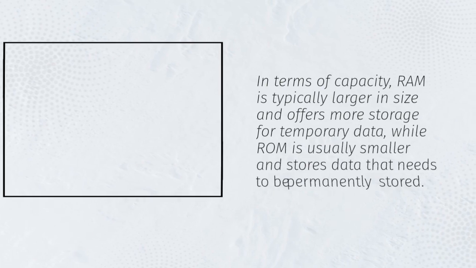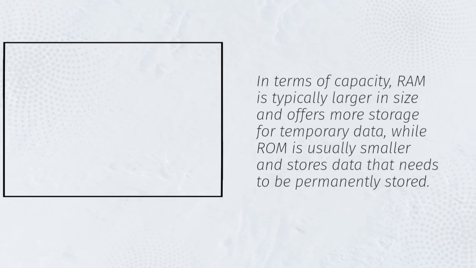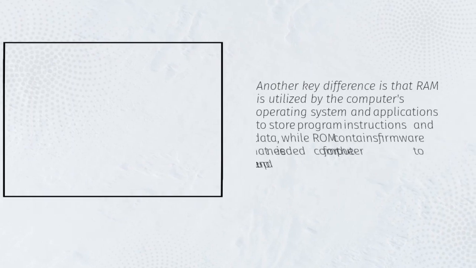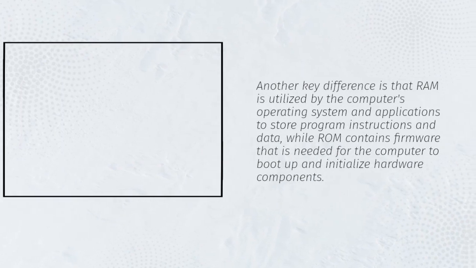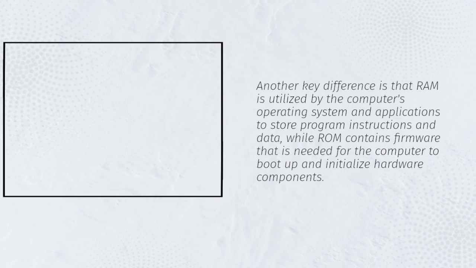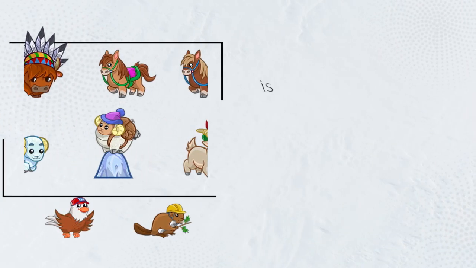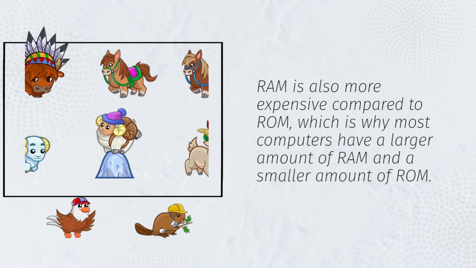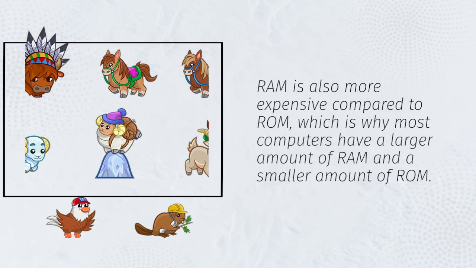In terms of capacity, RAM is typically larger in size and offers more storage for temporary data, while ROM is usually smaller and stores data that needs to be permanently stored. Another key difference is that RAM is utilized by the computer's operating system and applications to store program instructions and data, while ROM contains firmware that is needed for the computer to boot up and initialize hardware components. RAM is also more expensive compared to ROM, which is why most computers have a larger amount of RAM and a smaller amount of ROM.